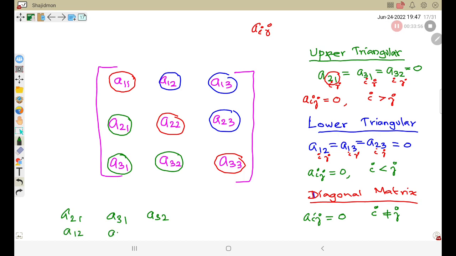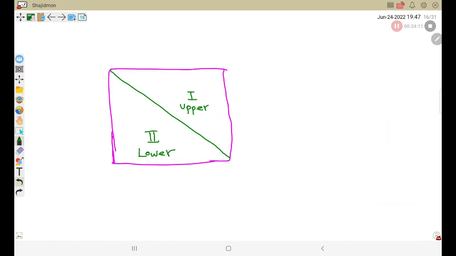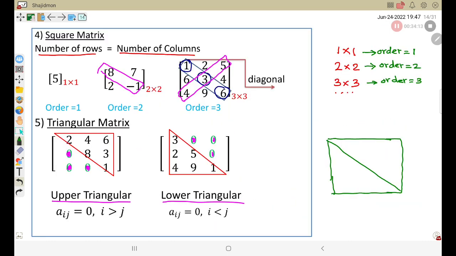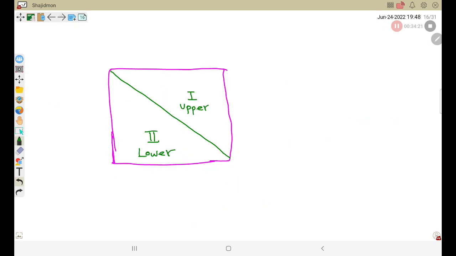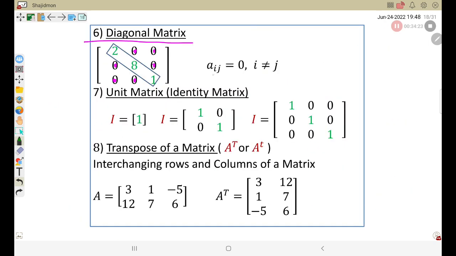A12, A13, A23. These three numbers should all be equal to 0. Correct? So, when I and J are not the same, Aij is 0, meaning that the matrix is a diagonal matrix. Okay? So, be clear on these three ideas: upper triangular, lower triangular, and diagonal matrix. Upper triangular: Aij equal to 0 for I greater than J. Aij equal to 0 for I less than J means lower triangular. And diagonal matrix means Aij equal to 0 for I not equal to J.